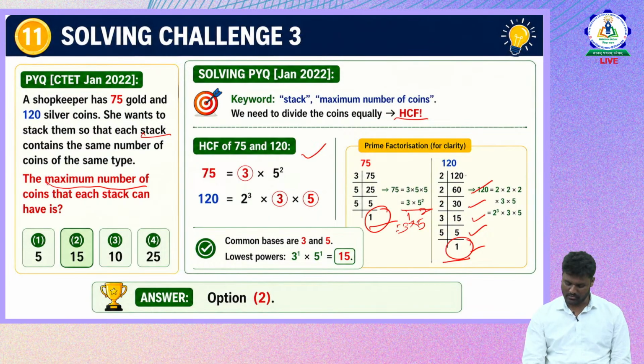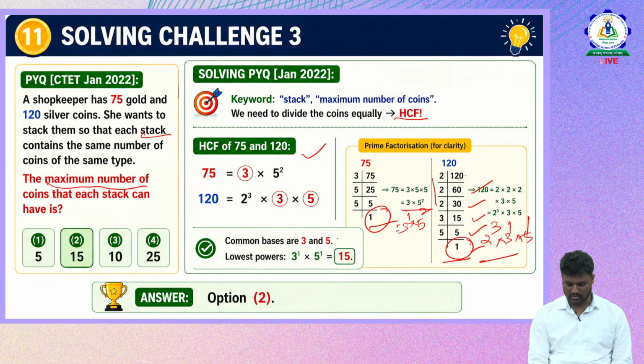In the similar case of 120, we divide 120 by 2 three times, so 2 to the power of 3, into 3 one time, and 5 one time. Now what are the common bases? 3 and 5. 2 is not a common factor of both numbers 75 and 120.